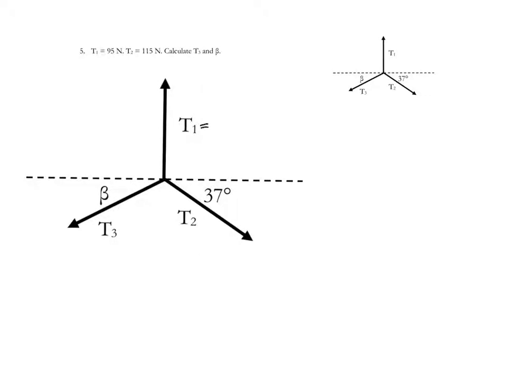Alright, T1 equals 95 newtons. T2 is 115 newtons. This is just like what we did in class. So I have a T2x here. I have a T2y. It's a big old angle right there. Let's get T2x. That's adjacent.